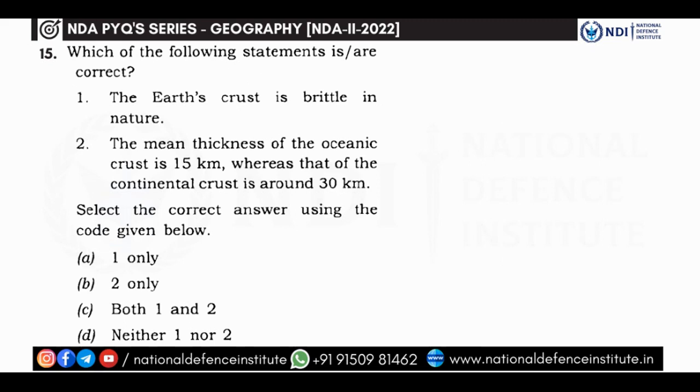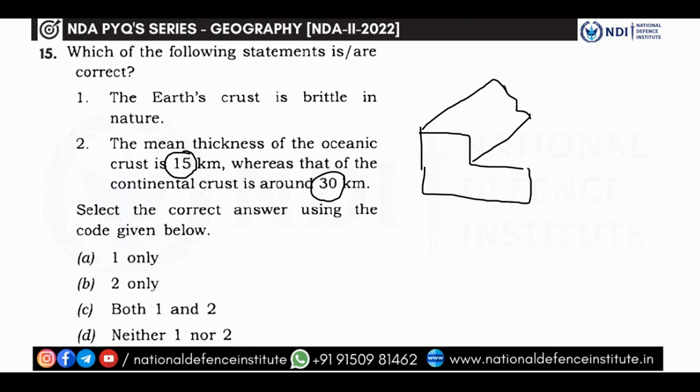Which of the following statements are correct? The earth crust is brittle in nature. The mean thickness of the oceanic crust is 15 km, whereas that of the continental crust is 30 km. See, this is something you have to know. If this is your crust, this is your continental crust and this is your oceanic crust, where much of the water is going to be present along this space. So the entire thing makes your continental crust. If you know this, you can easily answer this one.